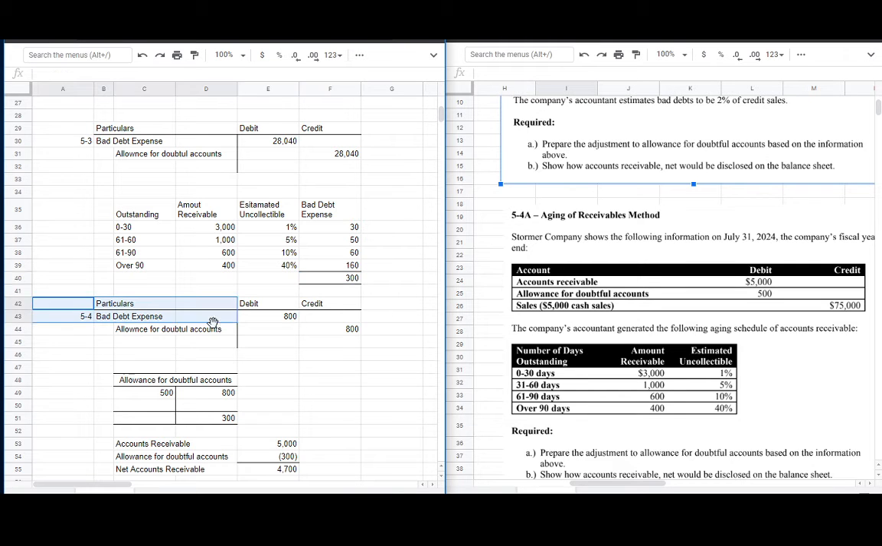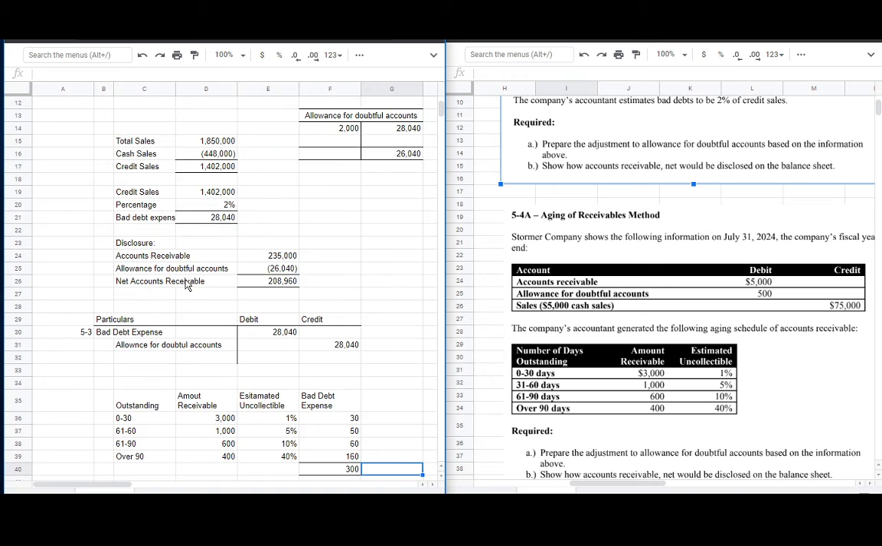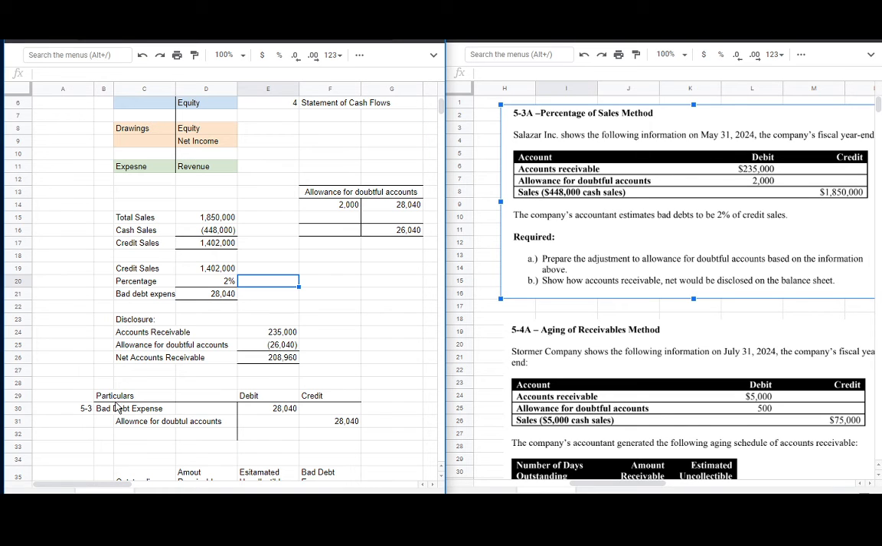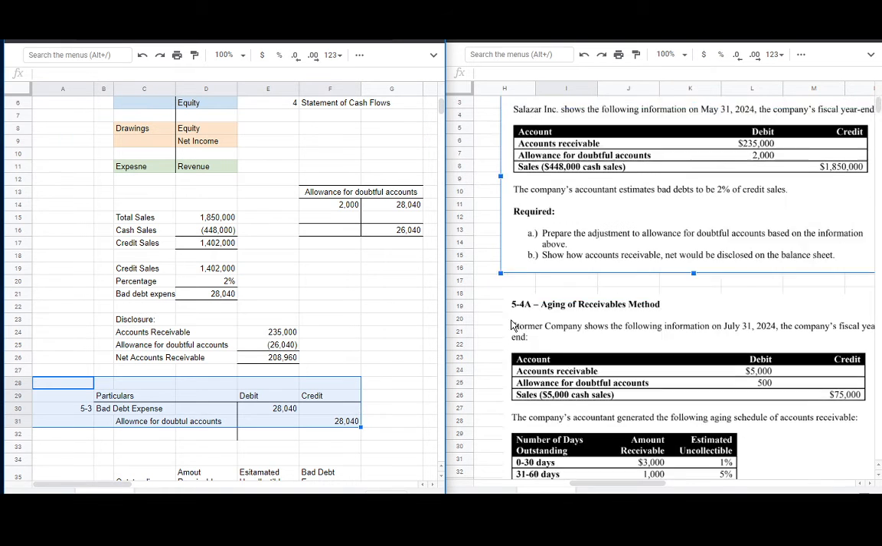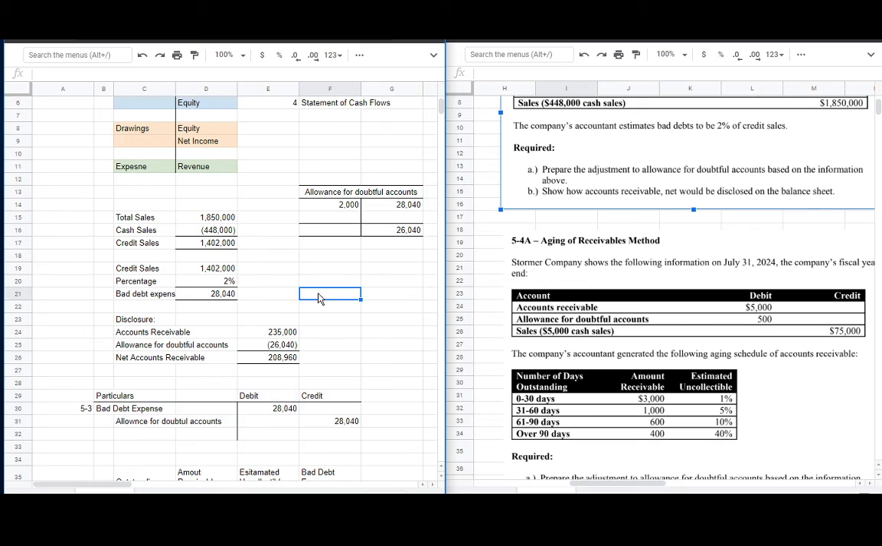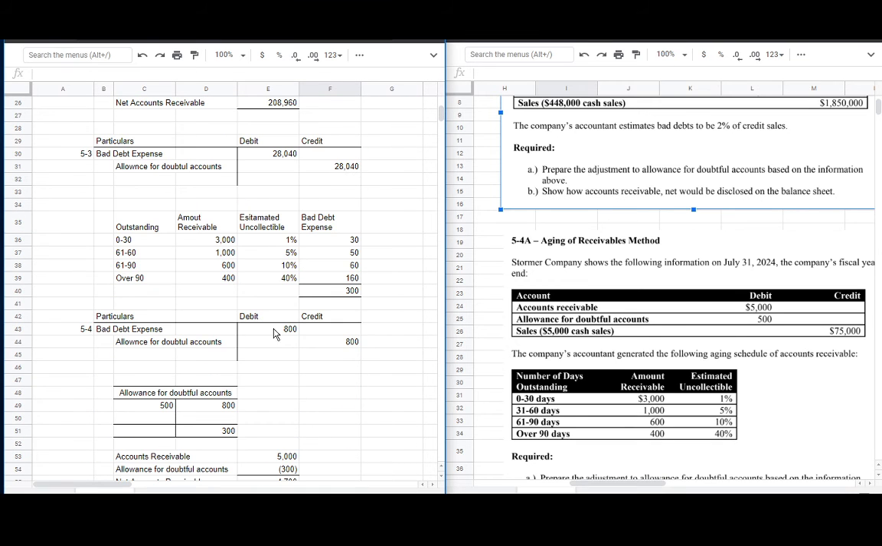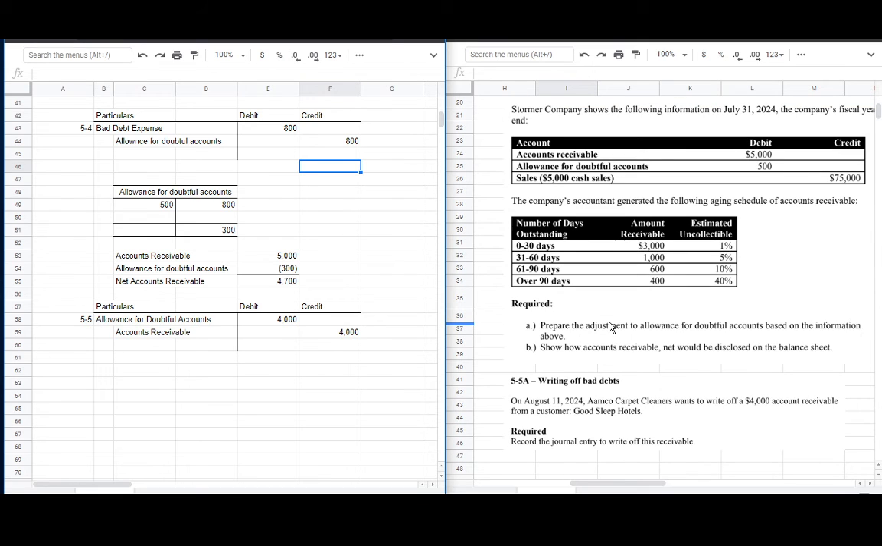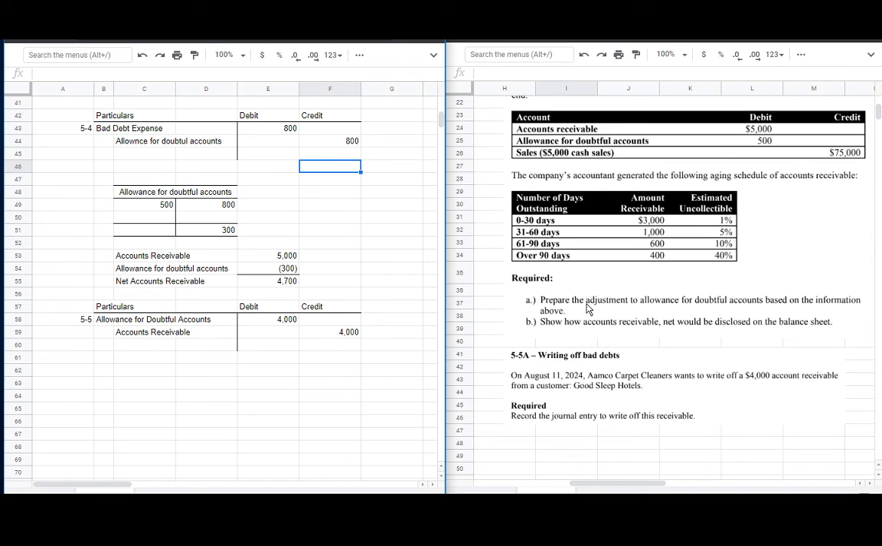So this is the journal entry, 800. And what is the difference? In number 1, the percentage of sales method, the bad debt expense is the journal entry itself. However, in the aging of accounts method, the allowance for doubtful accounts that we have computed is the ending balance, so we must find the adjustment by subtracting.